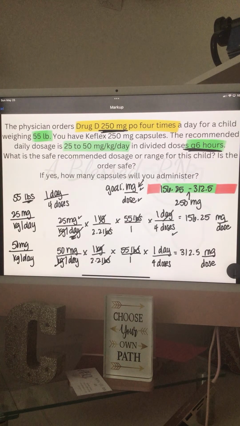I like the visual of being able to cross out the units too. It makes it easier. Yes. And you can see what you need and what's already gone.